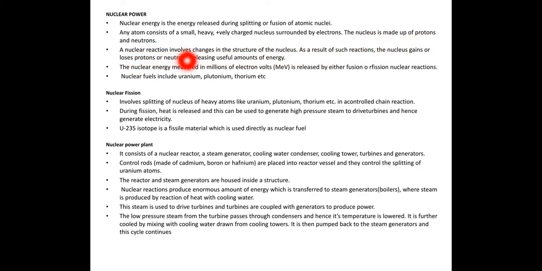A nuclear reaction involves changes in the structure of the nucleus. As a result of such reactions, the nucleus gains or loses protons or neutrons, releasing a useful amount of energy, and this energy which is released during the nuclear reaction is utilized for the required purpose. The nuclear energy is measured in MeV. What is the long form of MeV? Millions of electron volts. It is released either by nuclear fusion or nuclear fission. There are two concepts, okay, reactions.